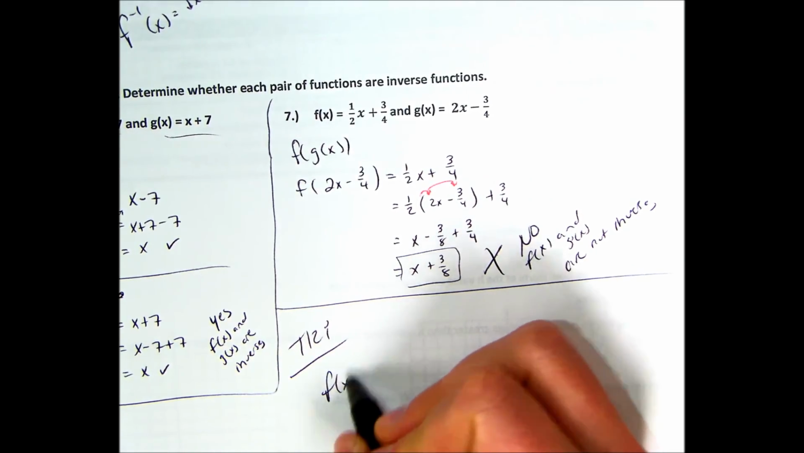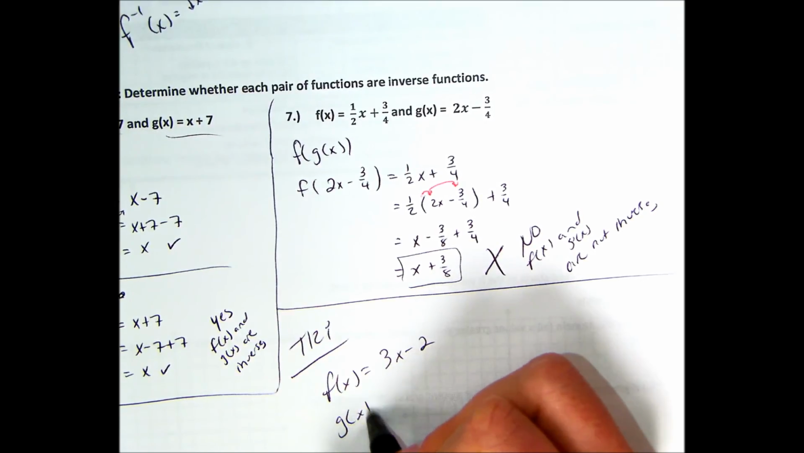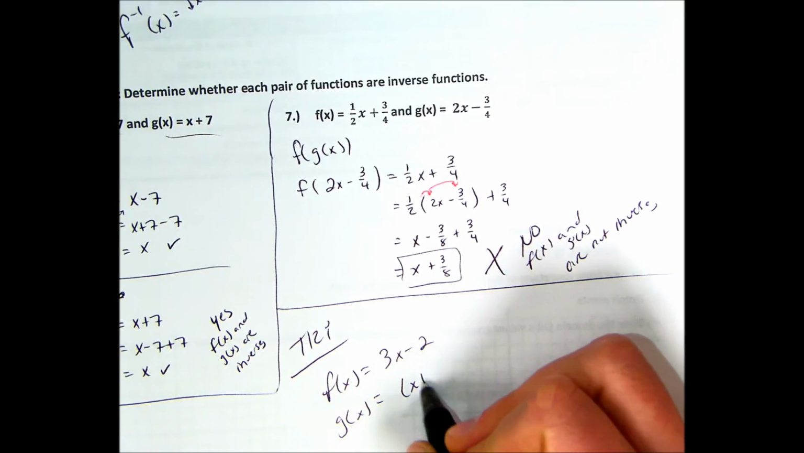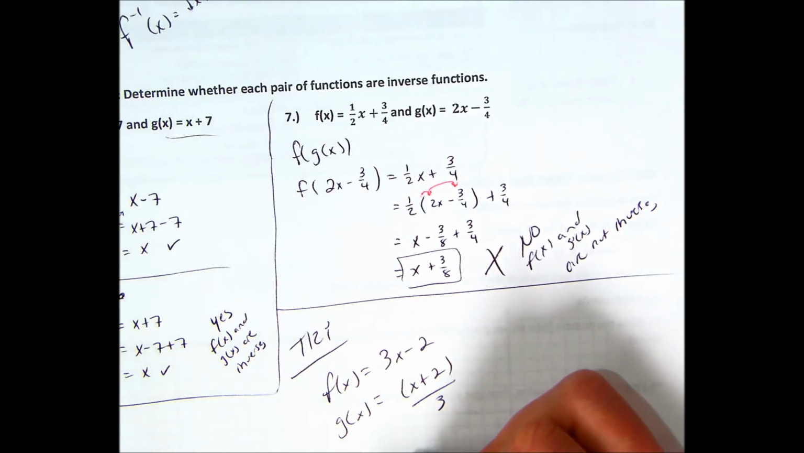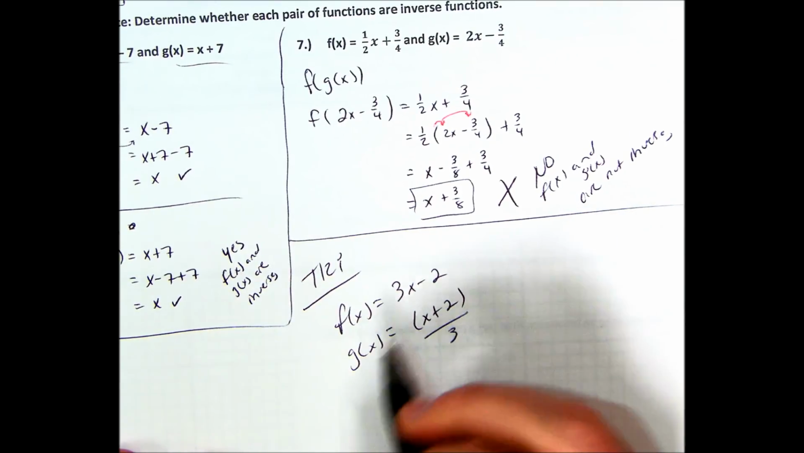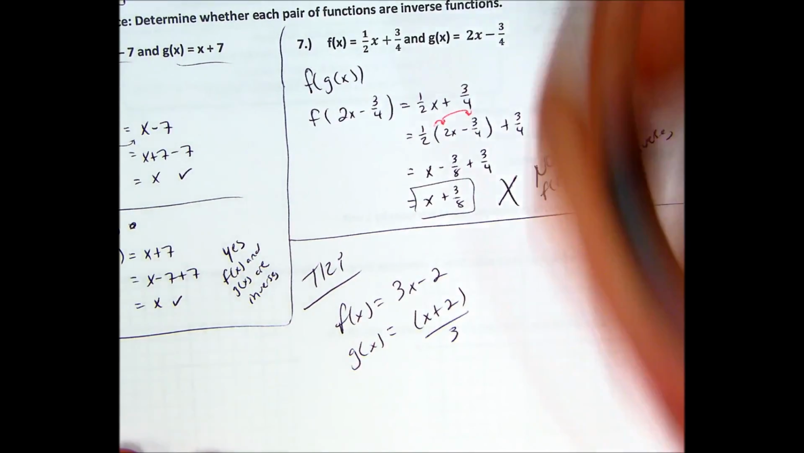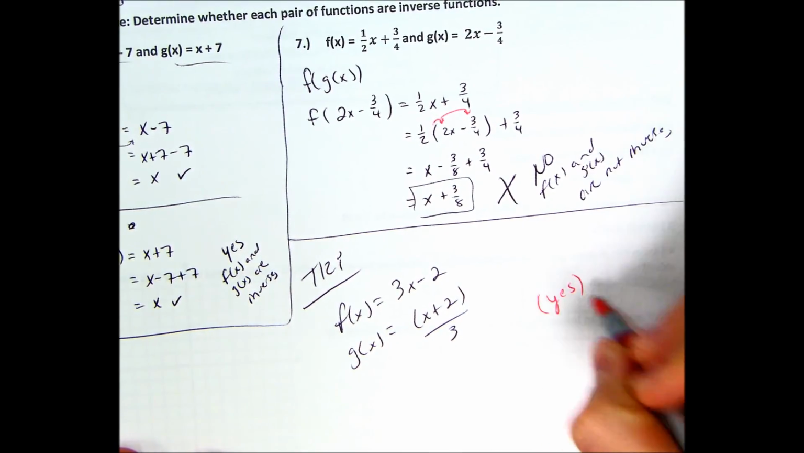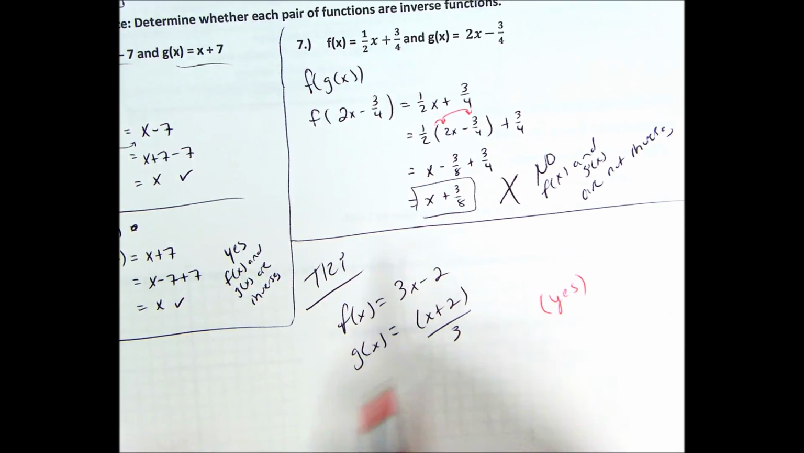The last one I want you to try is where f of x equals 3x minus 2, and g of x equals x plus 2 over 3. So try this right now. Let's find out, are these inverses, are they not inverses? If you want to check your work, and I don't have time to check, it is yes, they are. But I do want to have you try that out. So do check your work with that, and then check the homework problems, the homework check tonight.